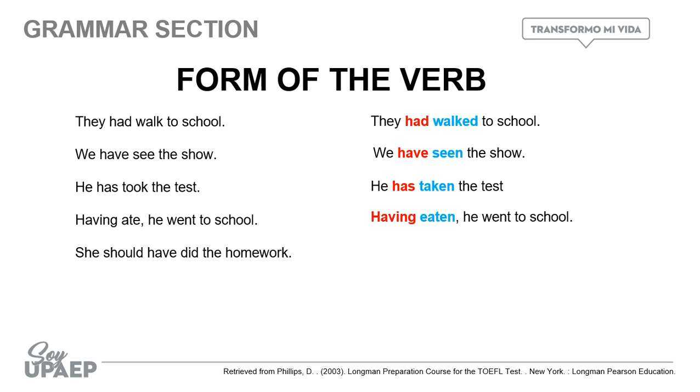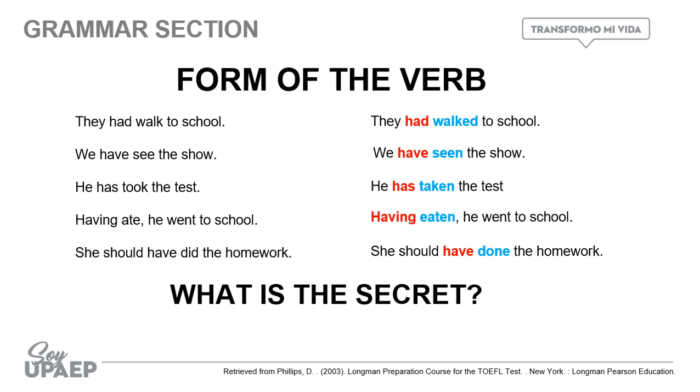And the last one, she should have did the homework, is also incorrect because it should be she should have done the homework. So if you notice, every single time that you have, has, or had, you need the past participle. That is the secret. After have, always use the past participle.